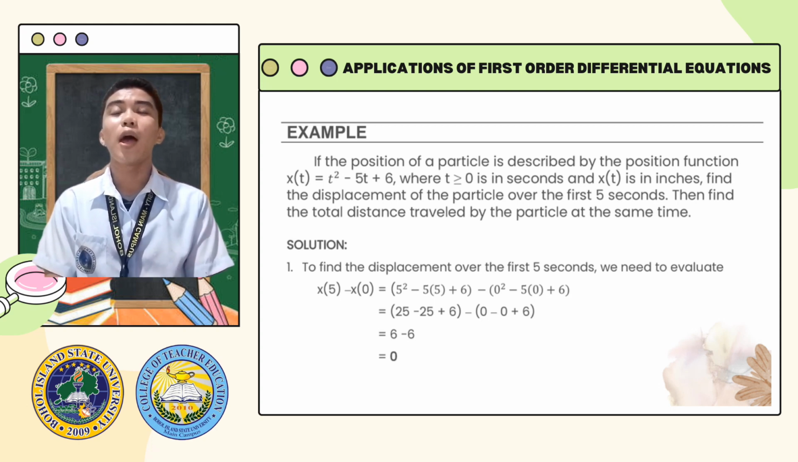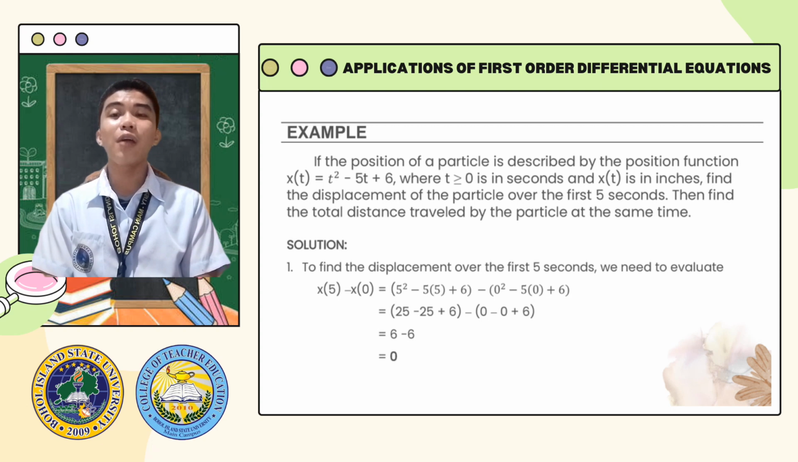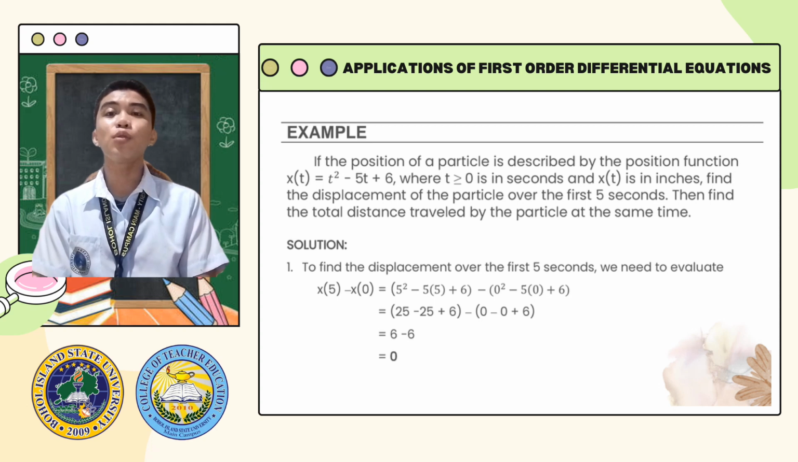So we get x of 5 minus x of 0 is equal to 5 squared minus 5 times 5 plus 6, minus 0 squared minus 5 times 0 plus 6. So simplify. We get x of 5 minus x of 0 is equal to 25 minus 25 plus 6 minus 0 minus 0 plus 6. So we get 6 minus 6.